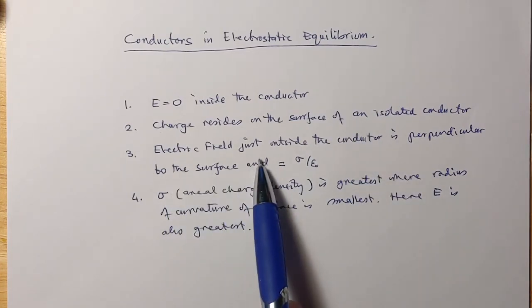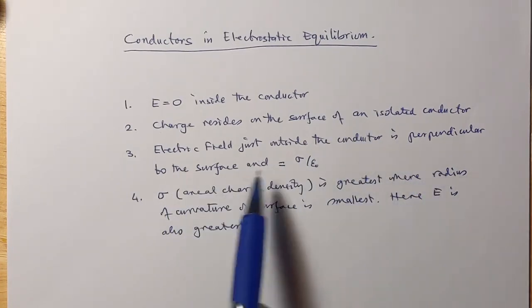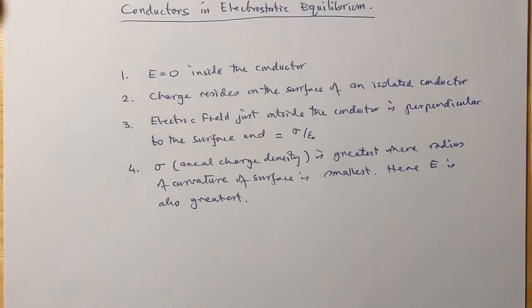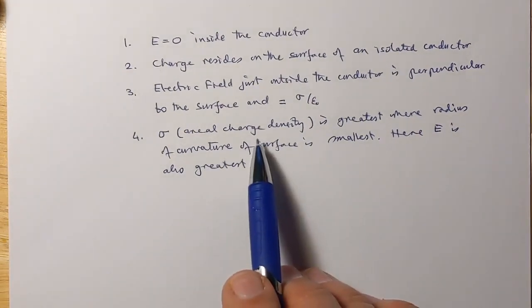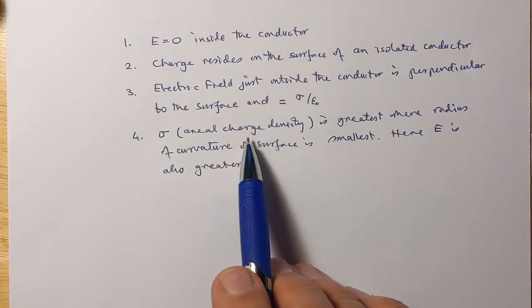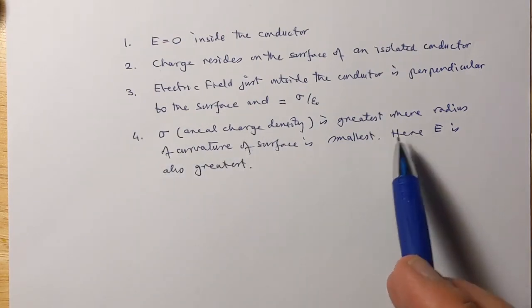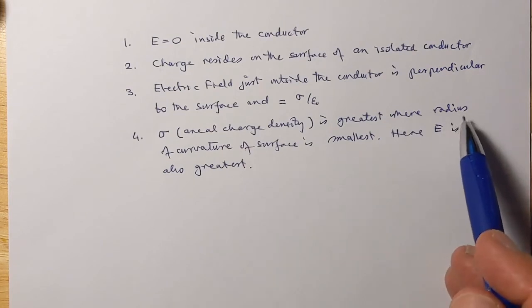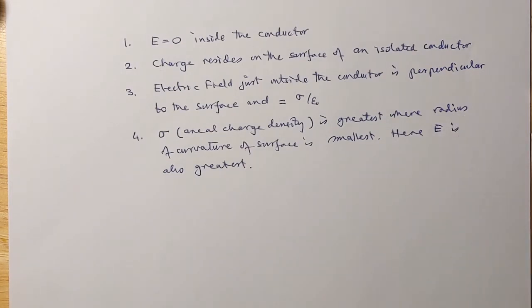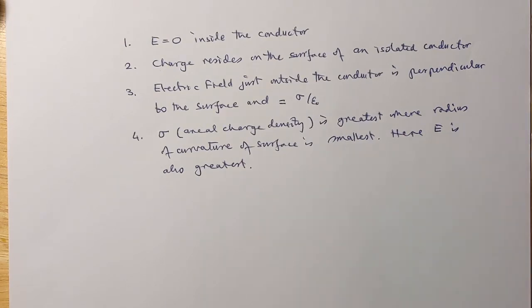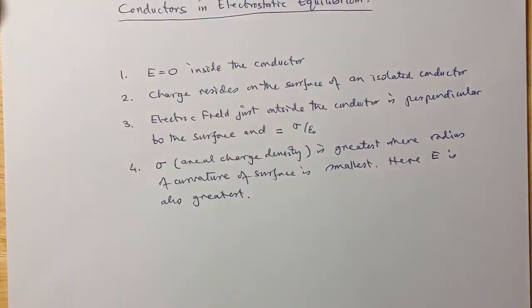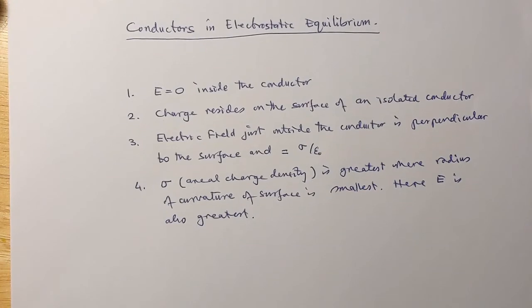The electric field outside the conductor is perpendicular to the surface. And the charge density on the surface, all the charge is on the surface, its density or the amount of charge is greatest where the radius of curvature of the surface is smallest, and the electric field is also the largest over there. So let's look at each of these in a little bit of detail.